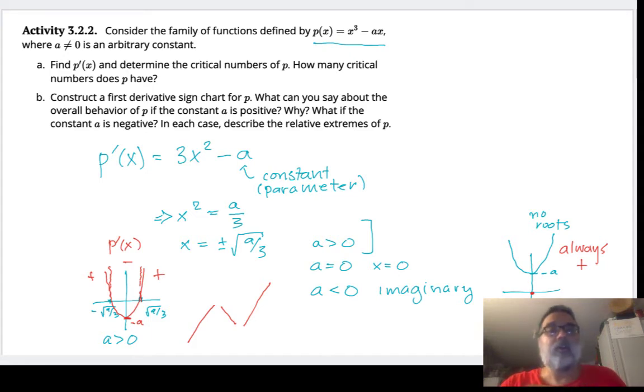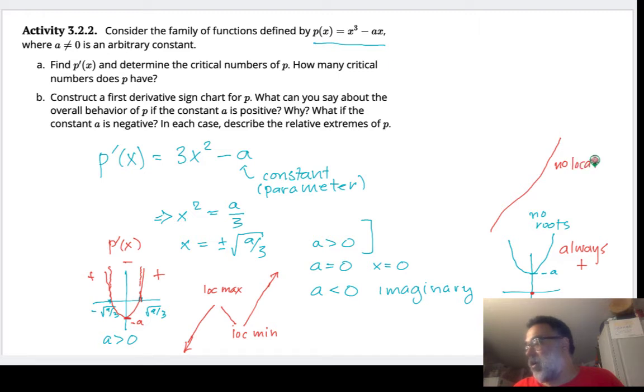All right, so let me look over. Each case describes the relative extremes of p. I didn't think about that at all. So in this case, it's going to have a local maximum when it switches from increasing to decreasing, and a local minimum. And there's no global minimum because it keeps decreasing going out that way, and it keeps increasing going out this way, so no global maximum. And then this one is just always increasing, right? So there's not going to be local or global extrema.